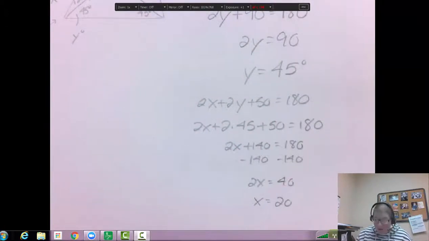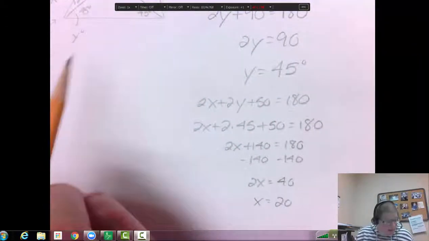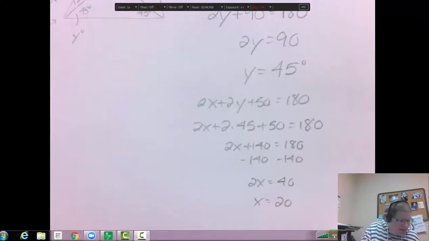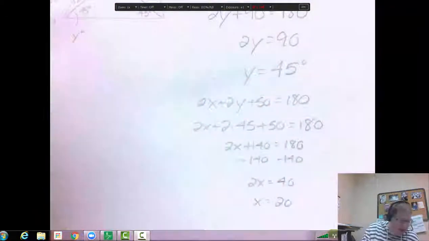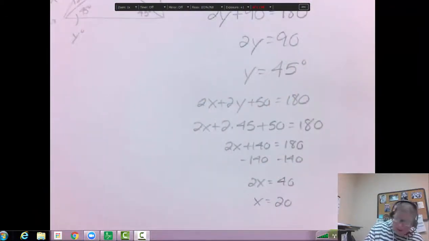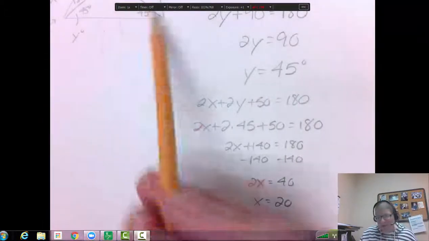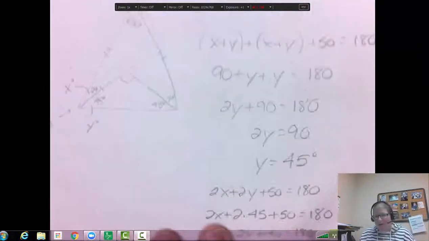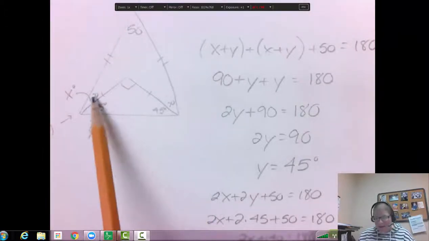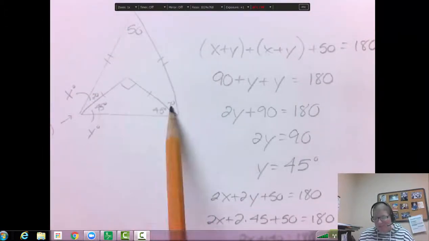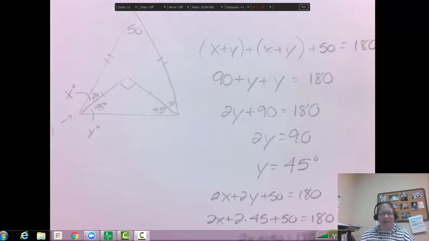All right, does that work? It's 45 and 20. So 45 plus 20 makes these each 65. So 65 plus 65 is 130, plus 50 gives us 180. So it works for the big triangle here to all be 180. Because this one plus this one's 65, 65 plus 65 plus 50 is 180. So it worked. And that's a little bit harder one that uses isosceles.